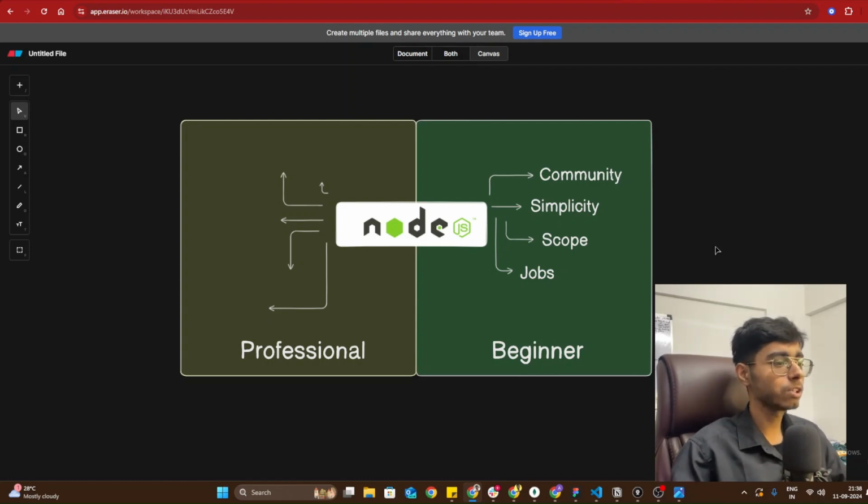So as a beginner, Node.js looks like a good framework to go ahead with as your first backend framework, or if you are learning Node.js for entering into frontend. For both of them, Node.js is a safer choice for you as a beginner. Coming to the professional, you have to keep in mind some of the technicalities of Node.js, right?